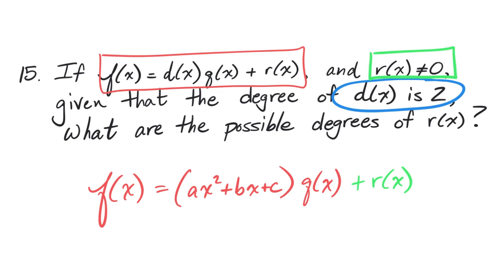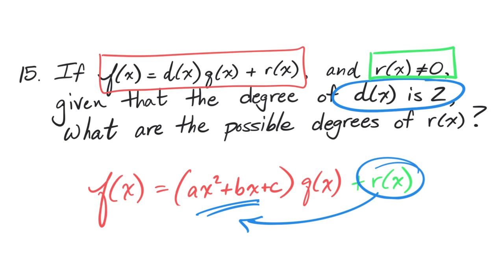So the question asks, what are the possible degrees of r of x? Well, this is where we need to reason some stuff out. If you have a degree 2 divisor, then when I go through and divide, I have to remember that my remainder always has to be a lesser degree than my divisor. Otherwise, I could have divided out more.